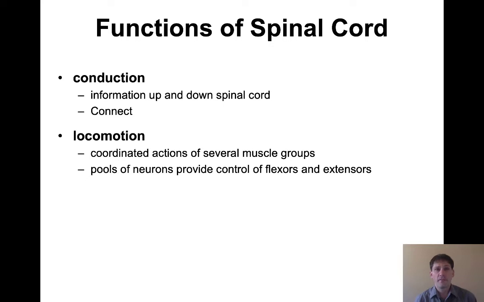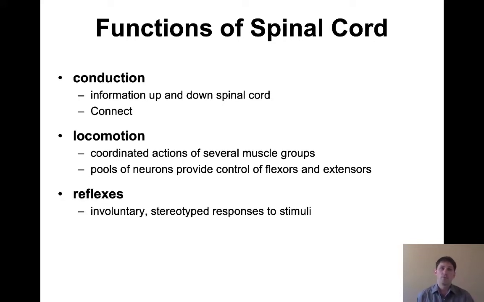We are going to see that this helps us with locomotion, right? And it's going to communicate signals with our muscles so that our muscles can move and respond to what we're trying to do. And we'll see that it's also involved in reflexes. And reflexes are involuntary and they're stereotyped, meaning that they happen pretty much the same way every time.